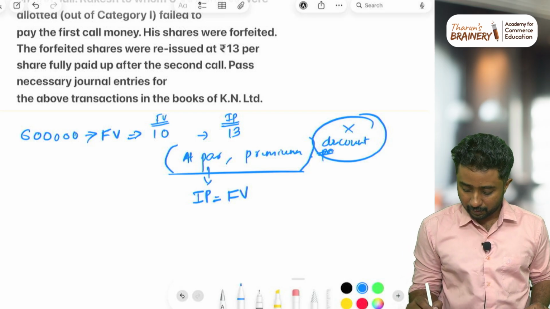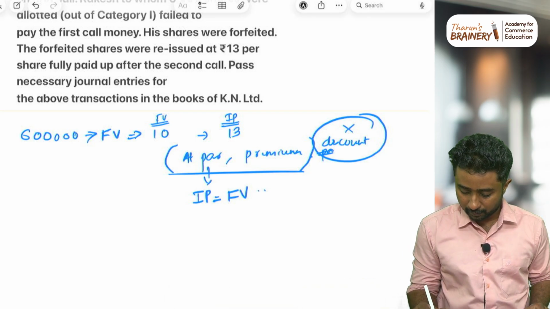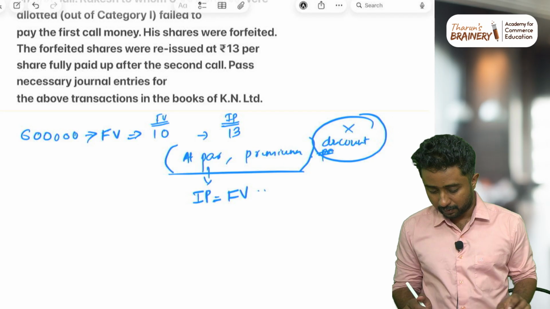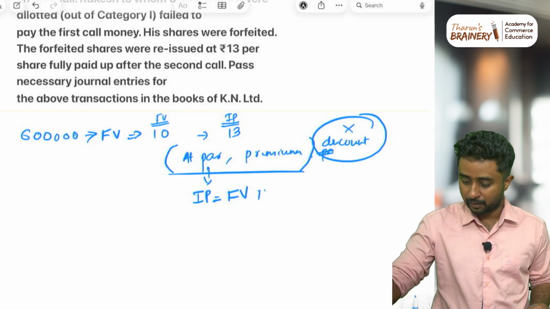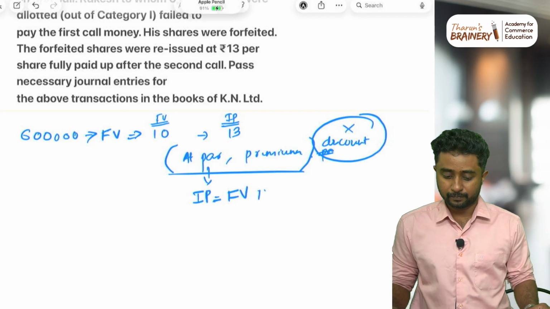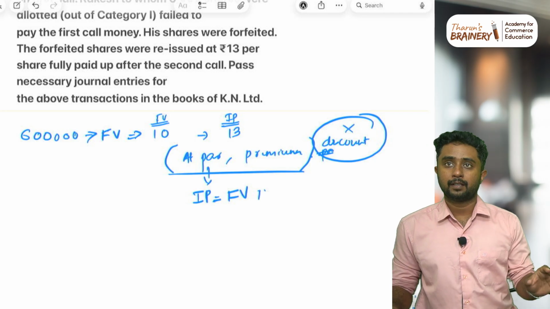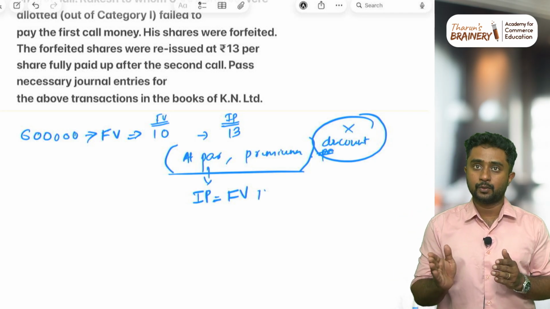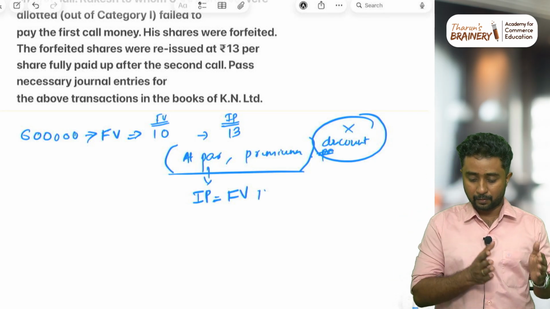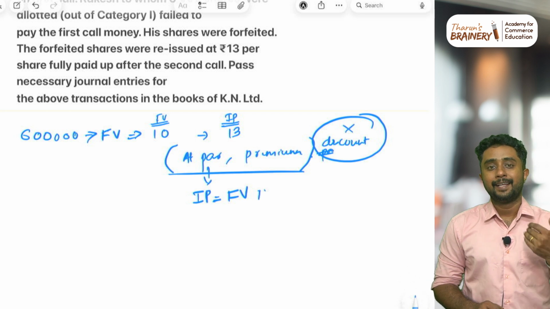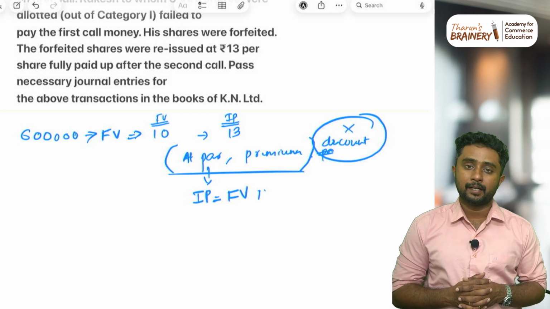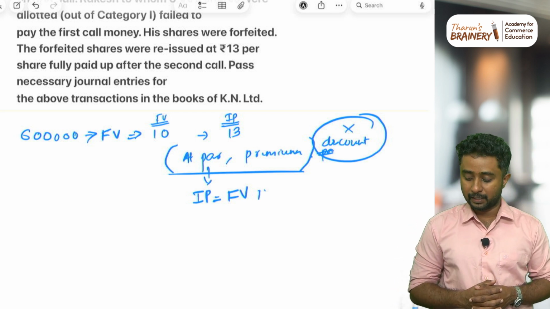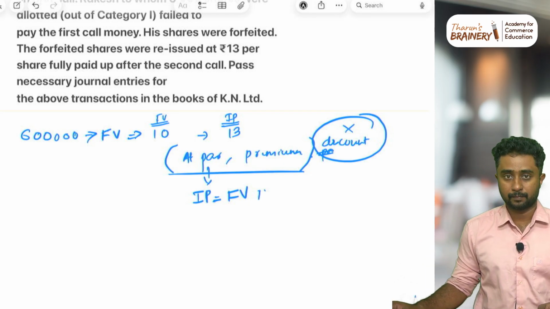That means here if the issue price of the share is 10 rupees, we can call it par. Okay, that is the meaning of this. So when the shares are issued at par, here according to the question the face value is 10, and the amount that is going to be paid by the shareholder is also 10. In that case we can call it issued at par.